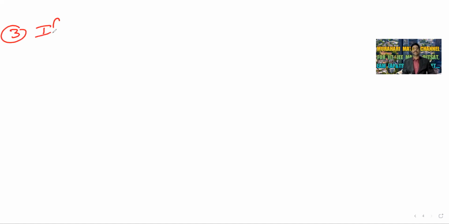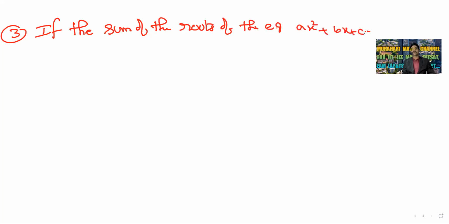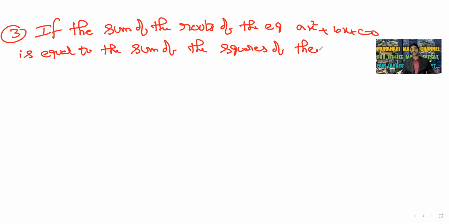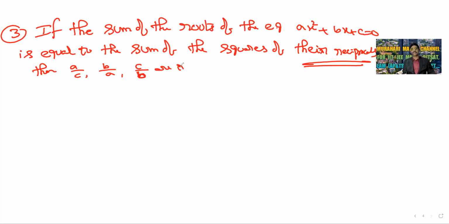Question number 3. If the sum of the roots of the equation ax square plus bx plus c equals 0 is equal to the sum of the squares of their reciprocals, then A by C, B by A, C by B are in what?